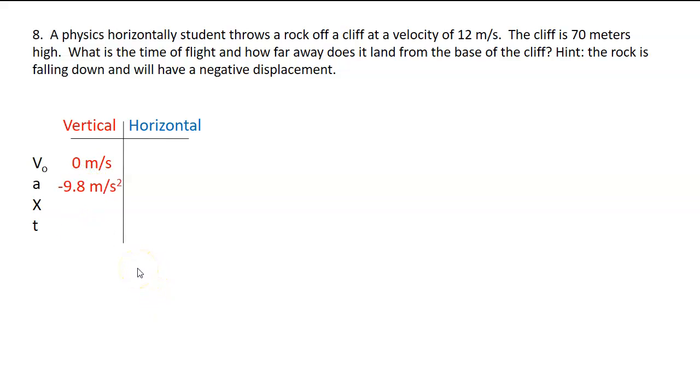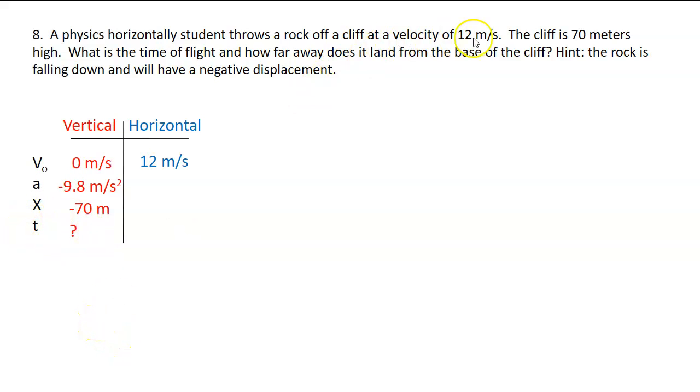Acceleration is always negative 9.8 in the vertical direction. And this is where we have to know that it's falling negative 70 meters, or 70 meters in the downward direction. And we don't know the time. We do, however, have 3 pieces of information, and they're asking for a fourth.